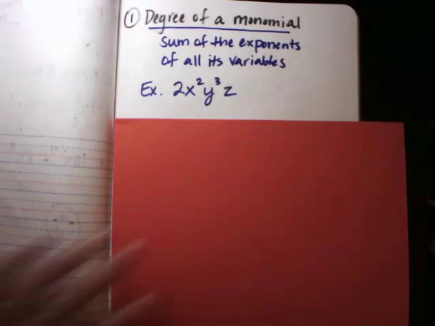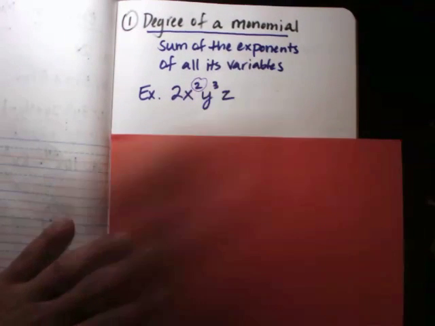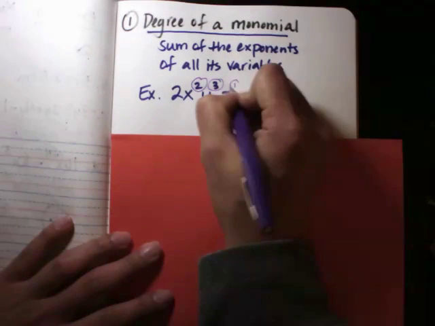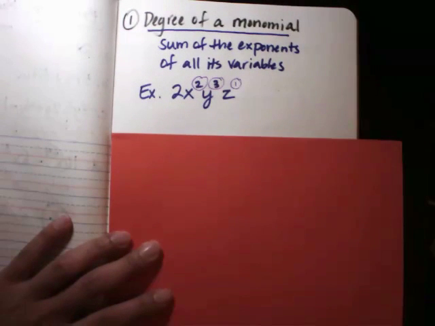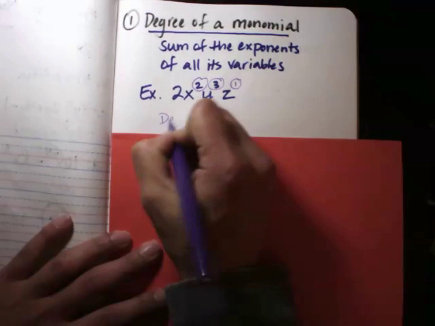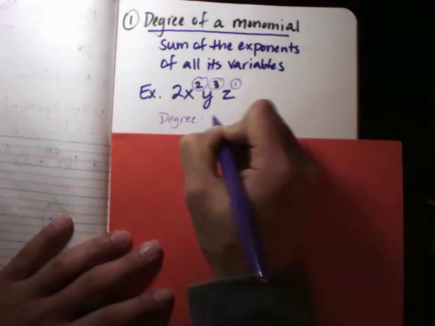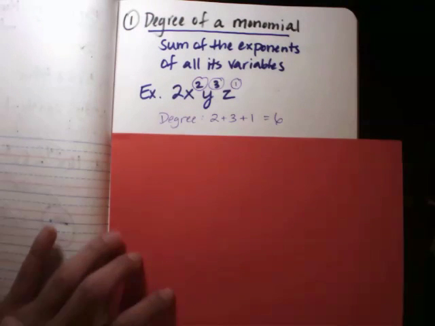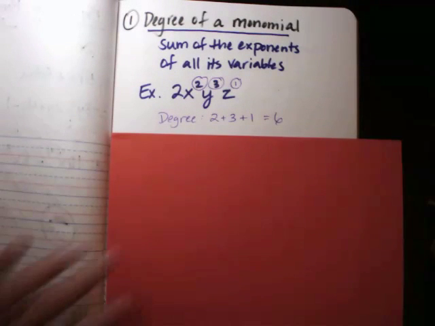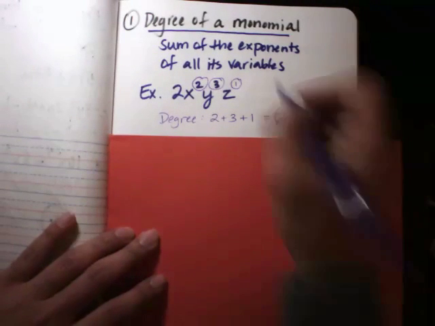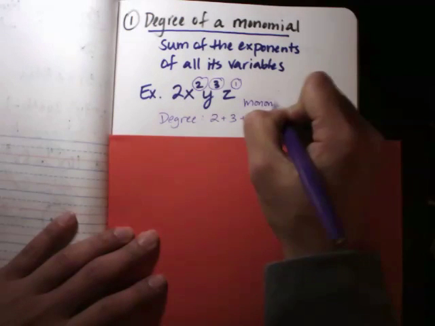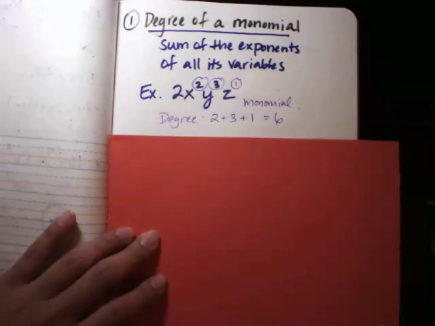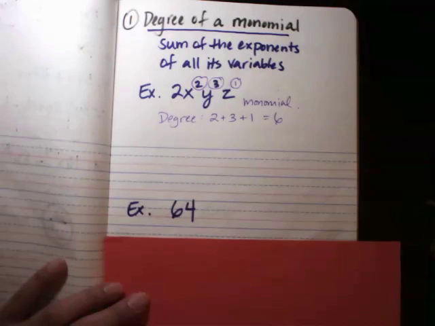So let's take a look here. X has 2, y is 3, and z, you don't see it, but there is 1. So if we were going to sum up all the exponents, the degree would be 2 plus 3 plus 1, which is 6. Okay? And this is a monomial. Okay? Let's do another example. You try this one. 64.